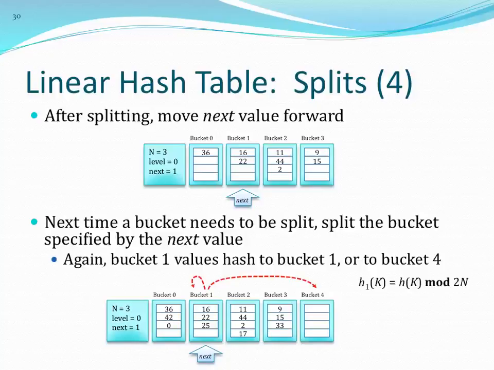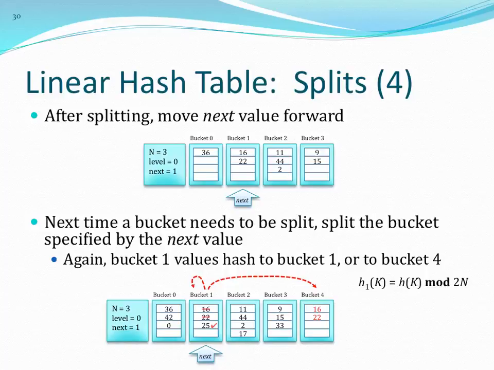And again, we do the same thing. So now we have, again, h1 of k is hk mod 2n. So 16 modulo 6 in this case is 4, so that would go over. 22 modulo 6 is, I'm not very good at math, so I think that's also 4, so that's going to move over. And 25 modulo 6 is going to be 1, so 25 will stay. So you can see again that stuff moves. All right? So we split one bucket. We've made our hash table a little bit happier.